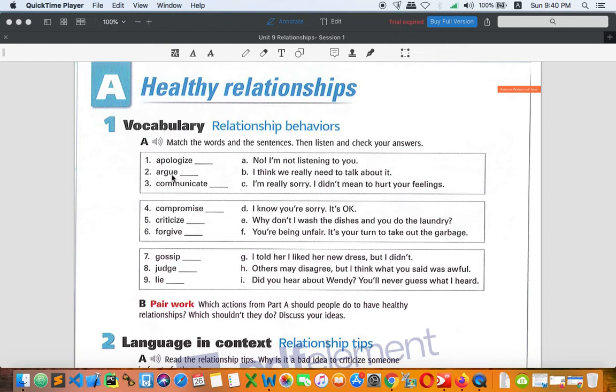Okay, argue is about having different ideas. All right, a conflict. Your friend loves this, but you don't. Okay, for example, and then you keep arguing in terms of ideas, not fighting hand to hand. All right. Okay, so you just have different or conflicting ideas. Communicate, you know that. Okay, compromise is like this.